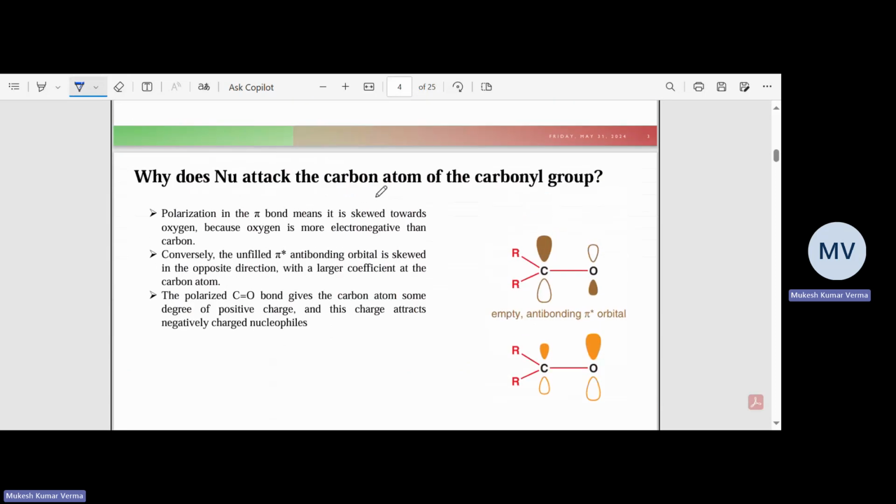Why does the nucleophile attack the carbon atom of the carbonyl group? The reason is that there is less electron density on the carbon atom. Due to the presence of the oxygen atom, which is electronegative in nature, oxygen draws the electrons towards itself. That creates a deficiency of electrons at the carbon atom, which makes the nucleophile's attack possible at the carbon atom. Secondly, in the anti-bonding pi-star orbital, there is more contribution from the carbon atom. This is the second reason for the attack of the nucleophile at the carbon atom.